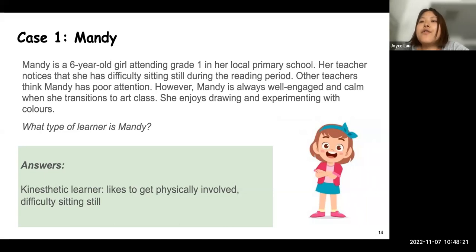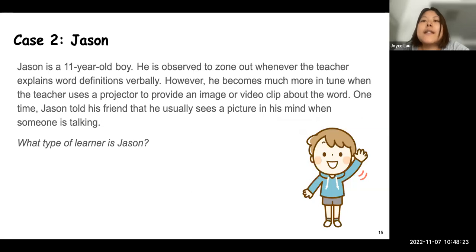This time we have Jason. Jason is an 11-year-old boy. He is observed to zone out whenever the teacher explains word definitions verbally. However, he becomes much more in tune when the teacher uses a projector to provide an image or video clip about the word. One time, Jason told his friend that he usually sees a picture in his mind when someone is talking. What type of learner is Jason?